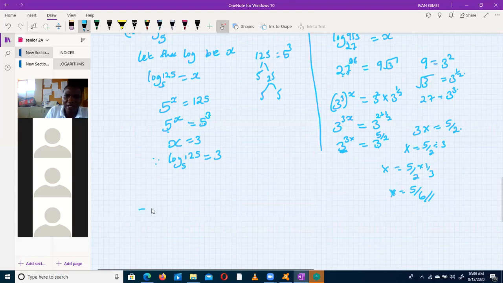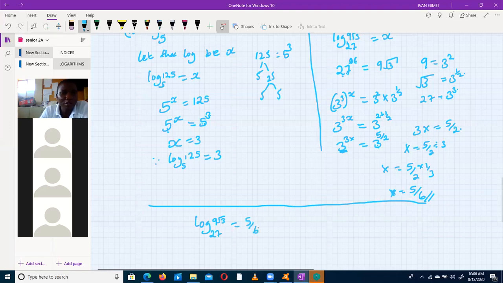Here you can now say that log of 9 root of 3 to base 27 is the same as 5 out of 6. That's how we use that concept to evaluate logarithms. Do you have any question from there?